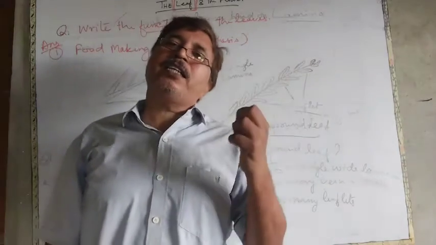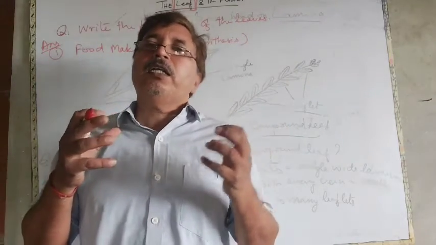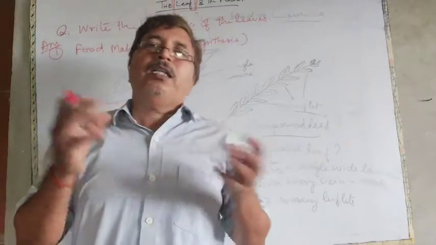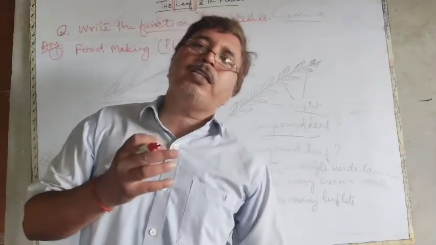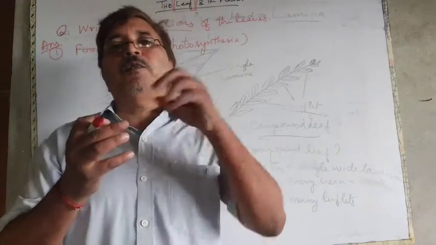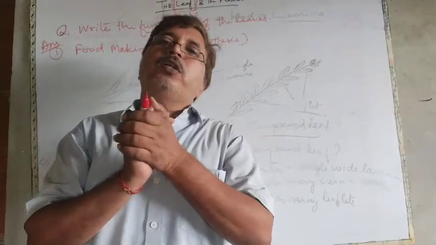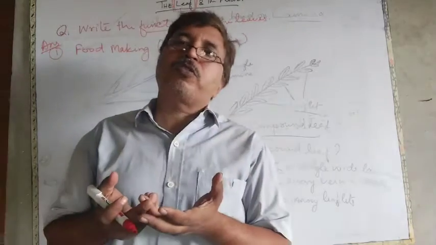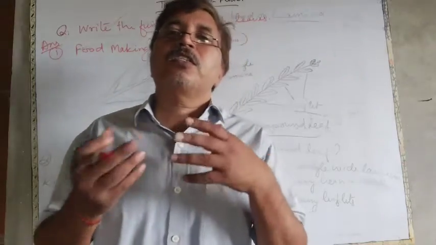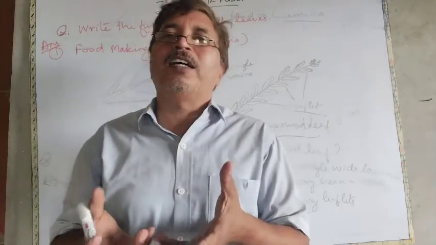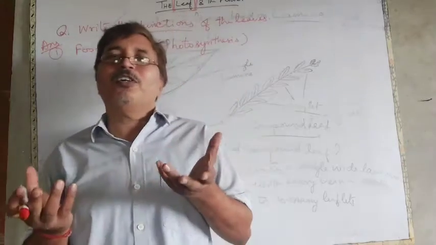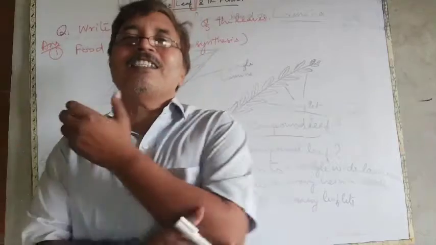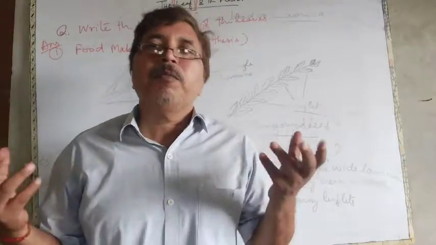And using that energy, carbon dioxide that is taken from the atmosphere through the stomata, and water that is absorbed by the roots and brought to the leaves, are joined together and formed into carbohydrate, or you can say glucose, or in simple language, sugar, right? You have read Johnny. Johnny was fond of sugar. This sugar is made inside the plant body.